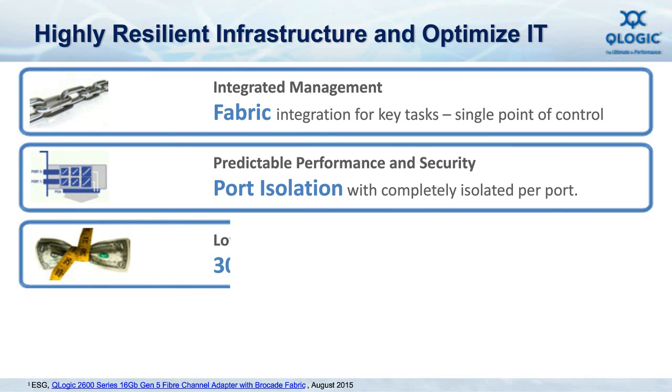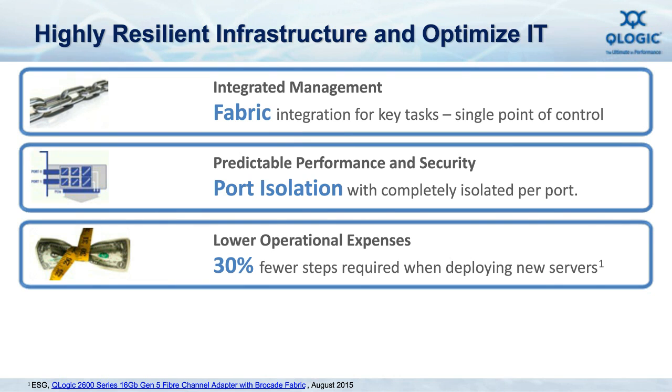We talked about some software-defined identities that the QLogic Fibre Channel adapter can get from the Brocade switches, and one of the metrics that we have driven from there is that just by giving the Fibre Channel adapter its identity from the Fibre Channel fabric, it allows our customers to deploy servers with 30% fewer steps, and in many cases in larger environments, deploy servers up to 70% faster, thanks to the StorFusion technology.